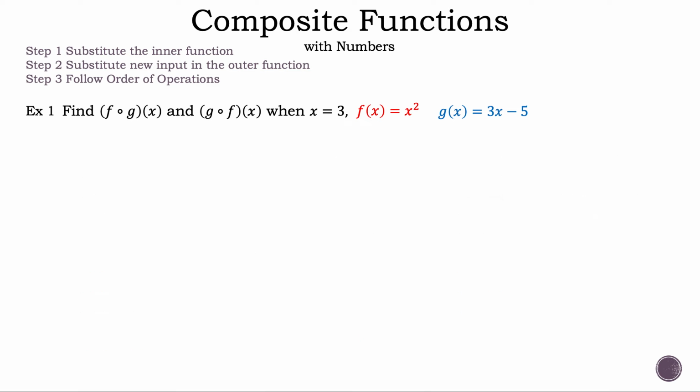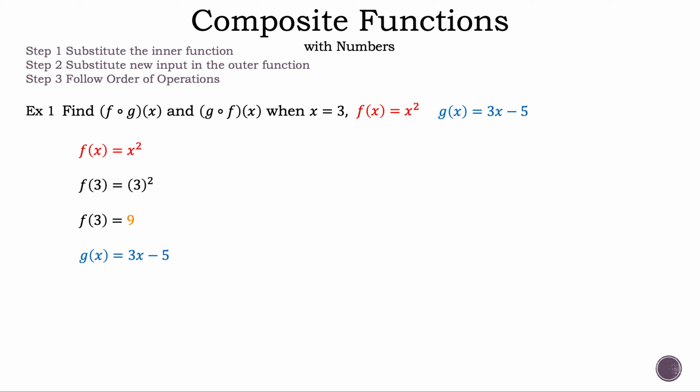Now let's find g of f of x. Which function do we need to find first? We need to find f of x since it is the inner function. Now let's substitute 3 into f of x. So now we have f of 3 is equal to 3 squared, and 3 squared is 9, so f of 3 is equal to 9. What does that 9 represent? That 9 is our new input.